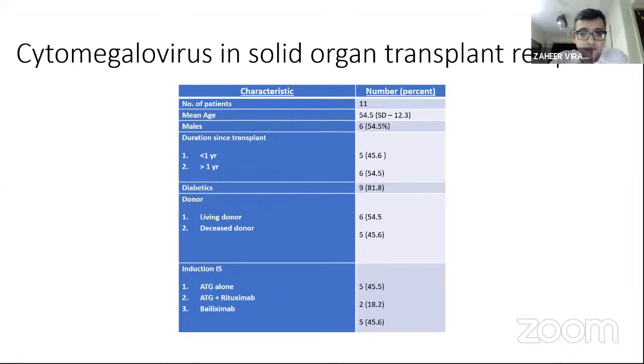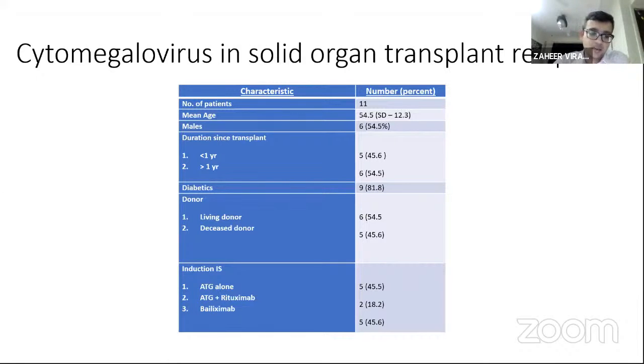9 out of the 11 were diabetic. So diabetes itself is an immunocompromised state. As you can see, living and deceased donor, actually there were fewer CMV in the deceased donor, but ours is primarily a living donor kidney transplant program. So that definitely has a bias.